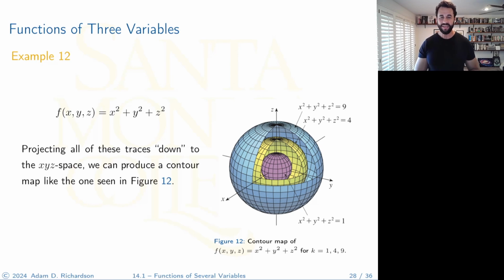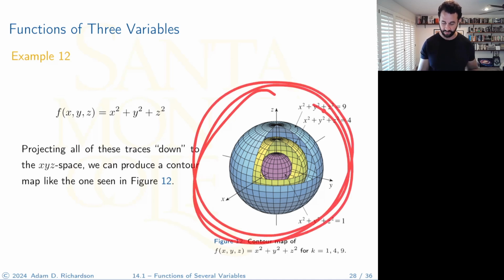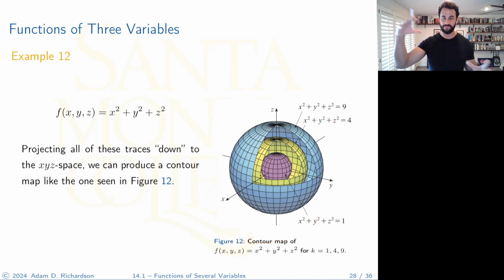If you project all of these traces, each one of these spheres is a trace in space, down onto XYZ space, you get this, and this is the contour map. The collection of all of these traces is the contour map. That's what it is. Cool stuff.